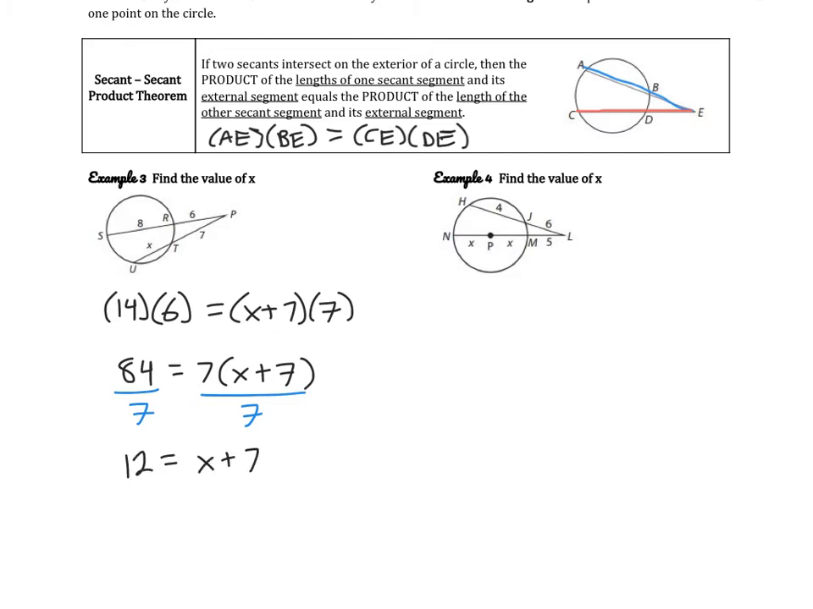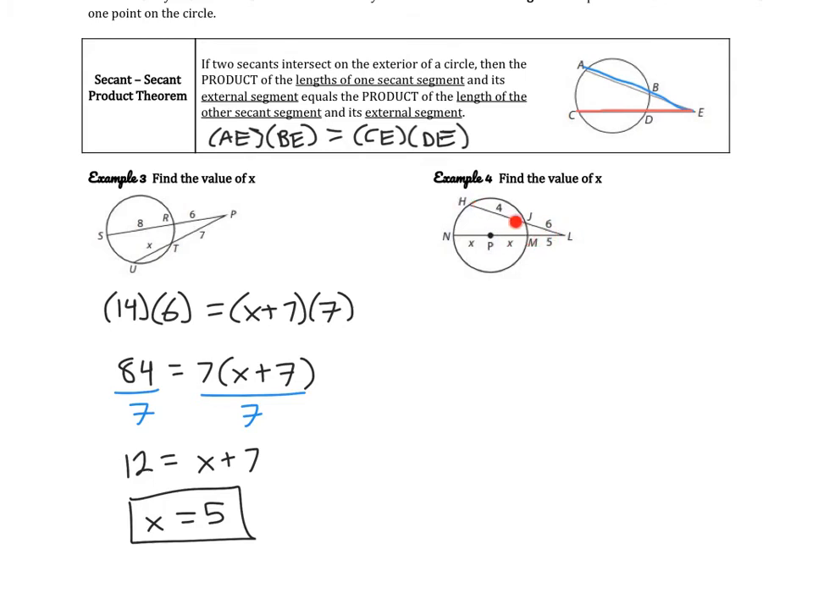And then all we have to do is subtract 7, and we get x equals 5. So again, remember, it's total secant times external secant, or external portion, total times external. All right, let's see if we can do the same for number 4. So again, we're going to do total times external equals total times external, and then solve for x.